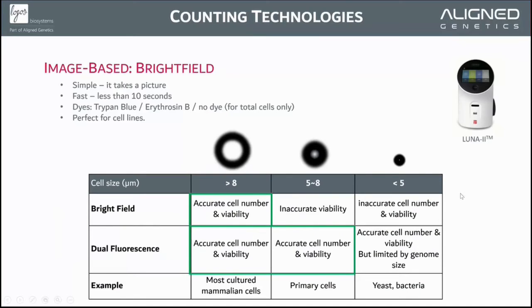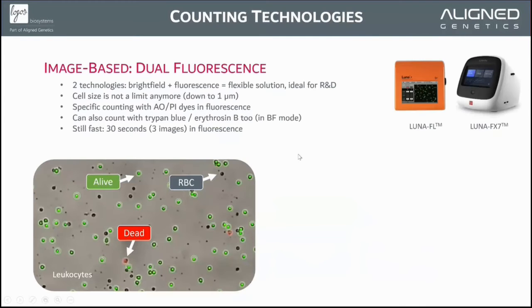So here is the summary of the limits I discussed before. If you're below 8 microns, you have an inaccurate viability, and the solution is to use dual fluorescence cell counters. So what are dual fluorescence cell counters? Those cell counters include 2 technologies.